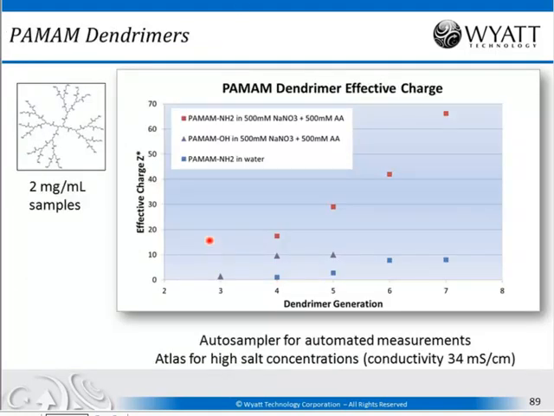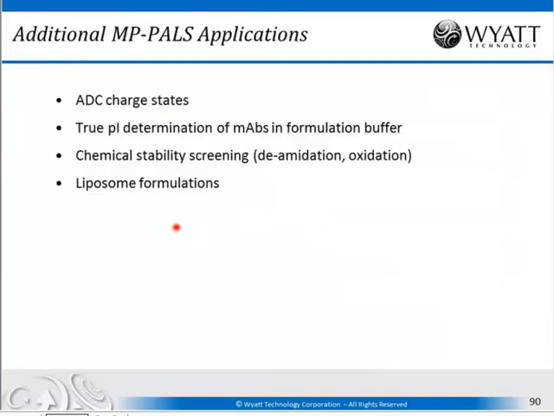Another nice example of these measurements is looking at dendrimers, different generations of dendrimers, depending on their constituents. The acetic acid here adds charge, and so different generations will have different ratios of charge to generation, again picked up through these measurements. And these were made in very high salt buffers, 500 millimolar of sodium sulfate. So MP-PALS determines the ADC charge states, the true pI determination of, for instance, your monoclonal antibodies in the formulation buffer, also useful for liposome formulations and other types of nanoparticles, particularly when they need to be measured in environments which, say, represent physiological saline.